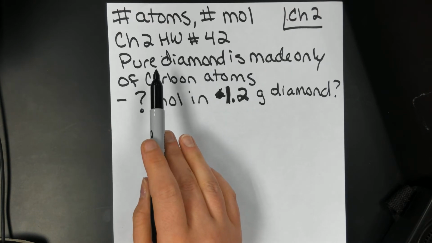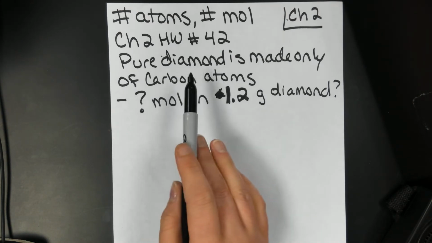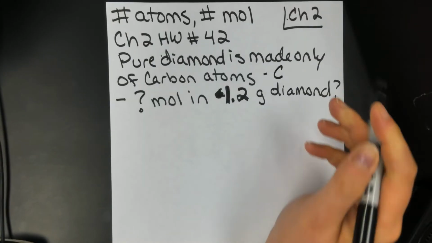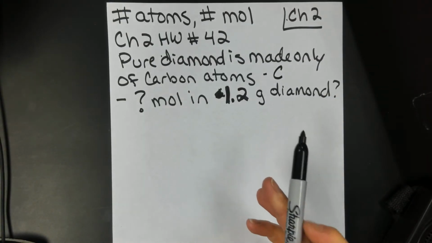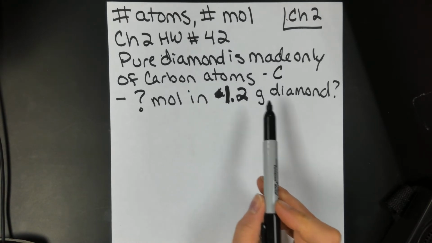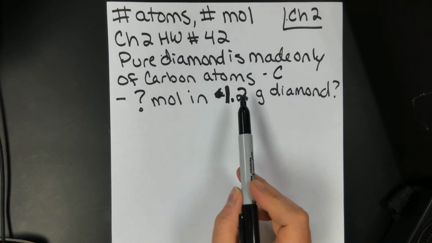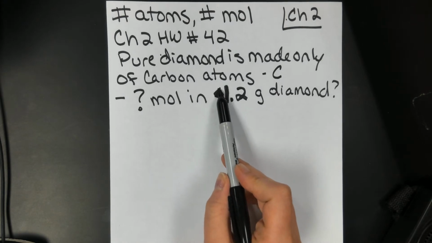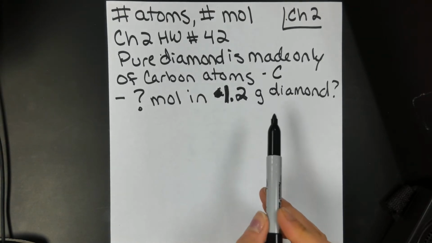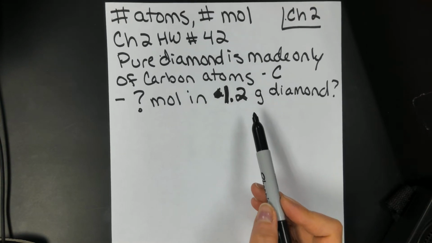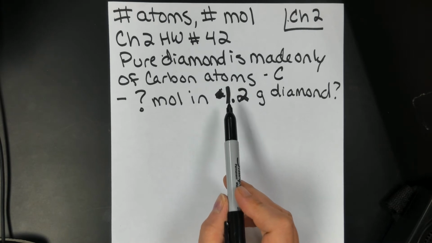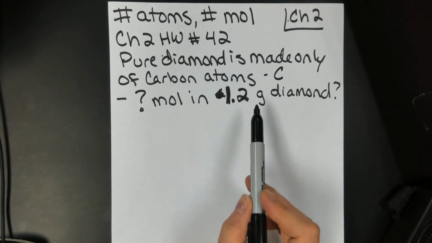They give you the fact that pure diamonds are made only of carbon atoms. We look at the periodic table and see that that's the letter C, capital C. They want to know how many moles are in a 1.2 gram diamond. I messed up here. I thought I could make a bigger diamond, but 1.2 grams, fun fact, is 6 carats. So you're probably well off at that point. Let's find out how many moles are in this giant diamond.